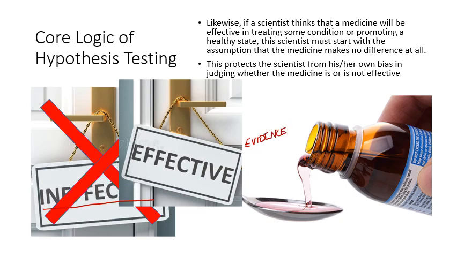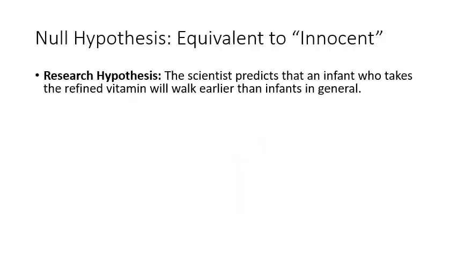Innocent until proven guilty, the same as ineffective until proven effective. So we call this the assumption of innocence in the legal system, or the assumption of ineffectiveness in a scientific study, the null hypothesis. Null means empty, zero. It means there's no difference, nothing's going on.